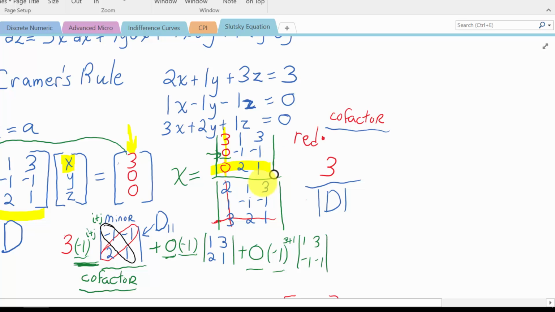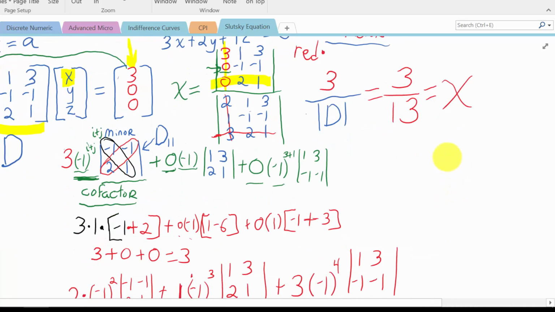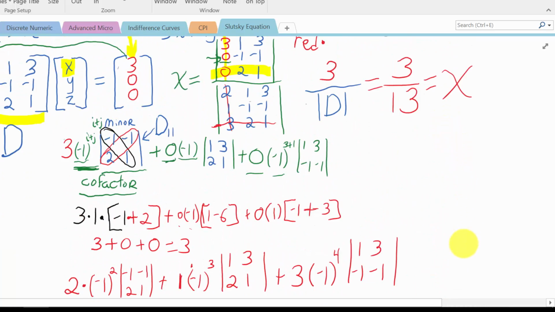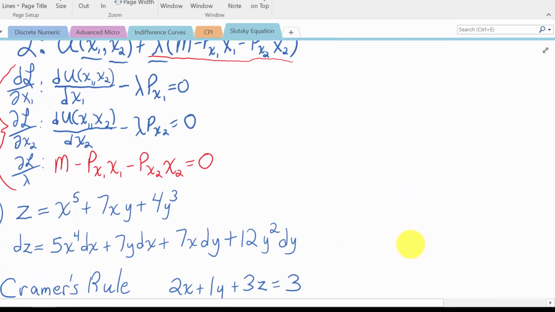So that tells us that x equals 3/13. So that equals x. I know that was a lot of work, and I know that was painful, but trust me, keep this fresh in your mind when you watch the next video.